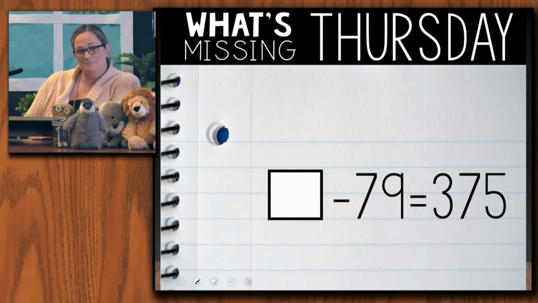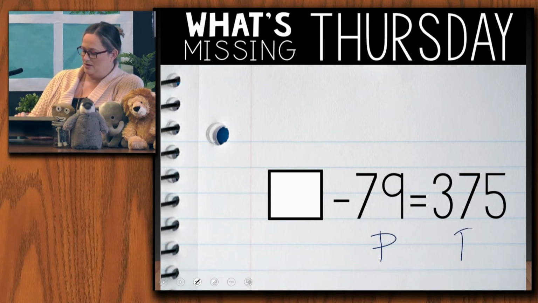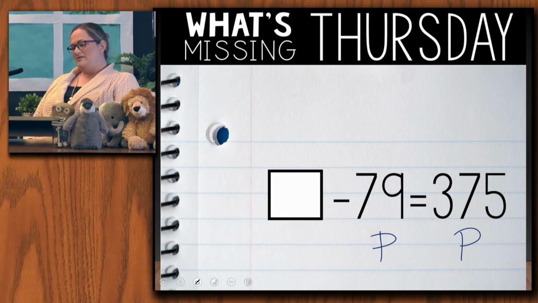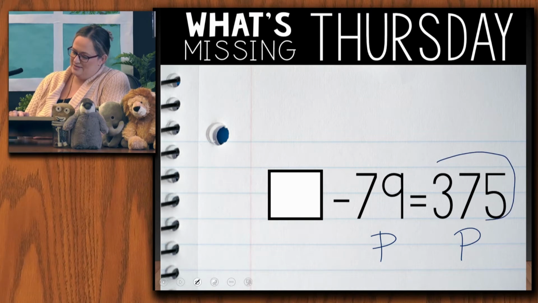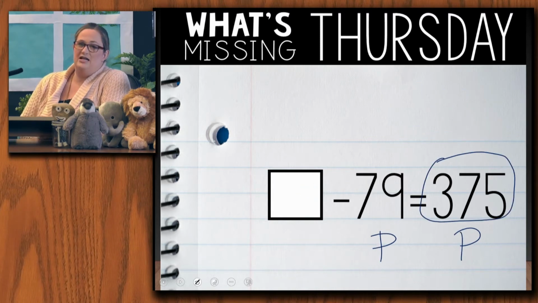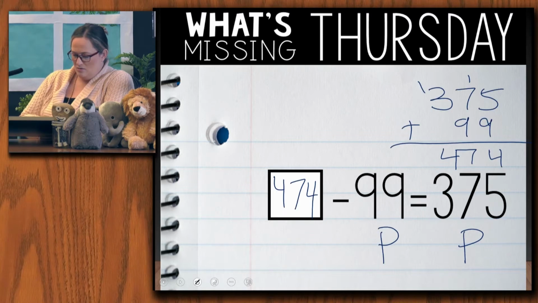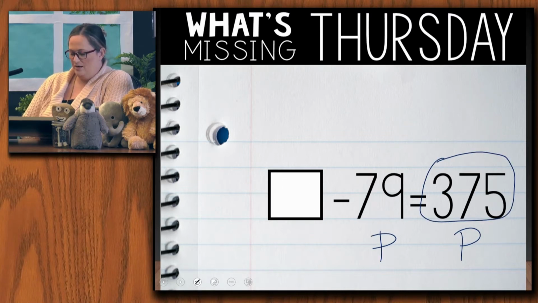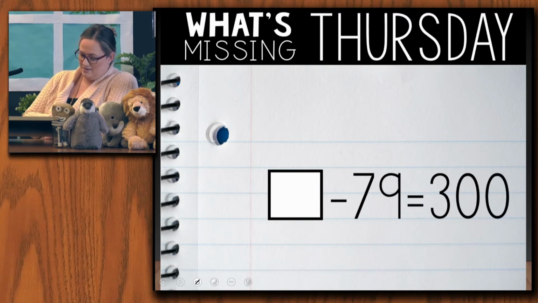All right, what do we know? A part and a part. Now, Rafa, I noticed that too. Rafa said, Mrs. Wally, the difference is the same here as here. This is 79 and this is 99. What's the difference between 79 and 99? 20. So if our answer was 474 and I'm adding 20 less, what will my answer be? 454. Pretty cool, huh? Yeah.